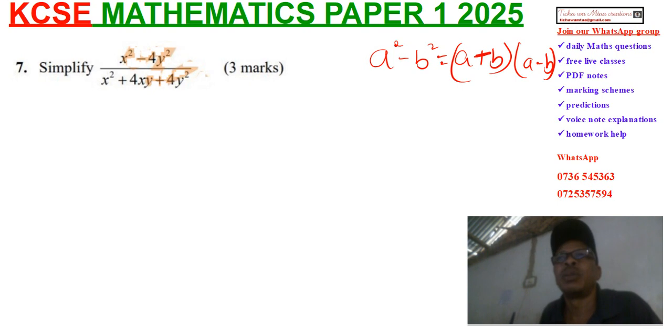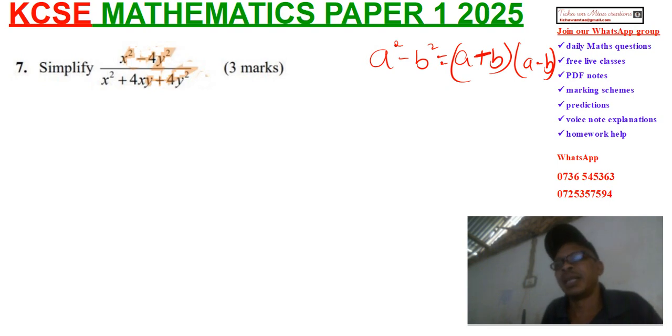We say that when the coefficient of x squared is 1, and here it is 1, you get two numbers such that when you multiply, you get the constant, and when you add, you get the coefficient of x. Now, with that in mind, you should be able to handle this question, and it is very easy.